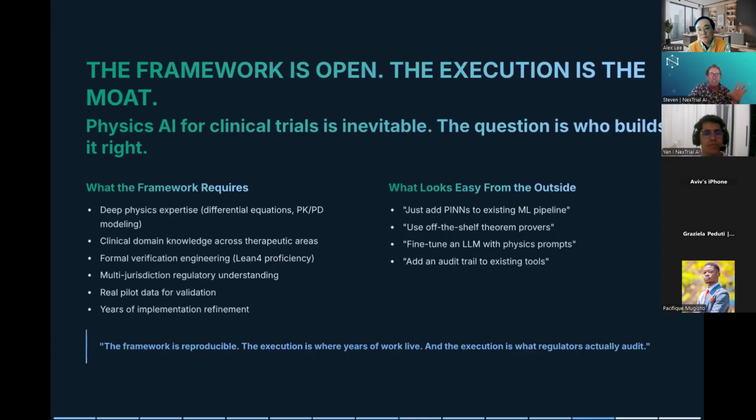These are not secrets, right? This PIN literature is public. Lean 4 is open source, right? Regulatory requirements are published, right? Anyone can read this and say, we should do that, and they should, right? The industry needs more of this and not less.